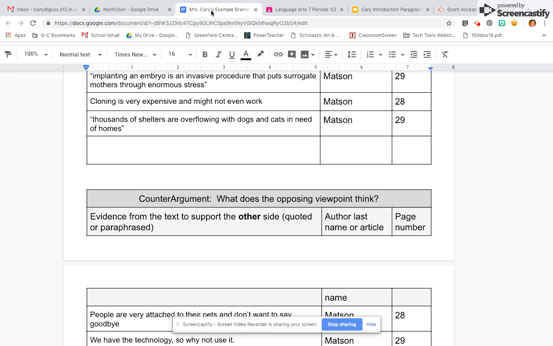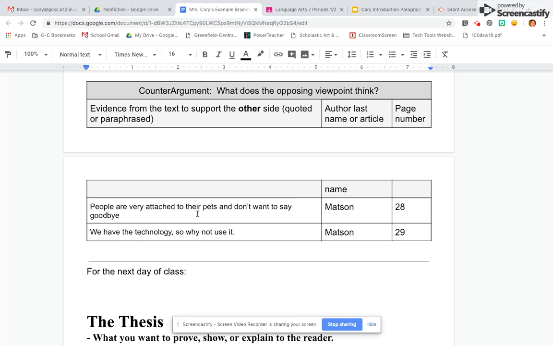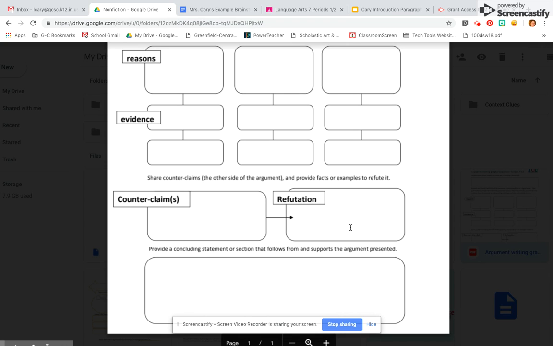So if we look back, mine were people were attached to their pets and don't want to say goodbye. So that's why they clone. And this was, we have the technology, so why not use it? So I'm going to use this one here. So I would write that in my box. And then how could I prove that wrong?